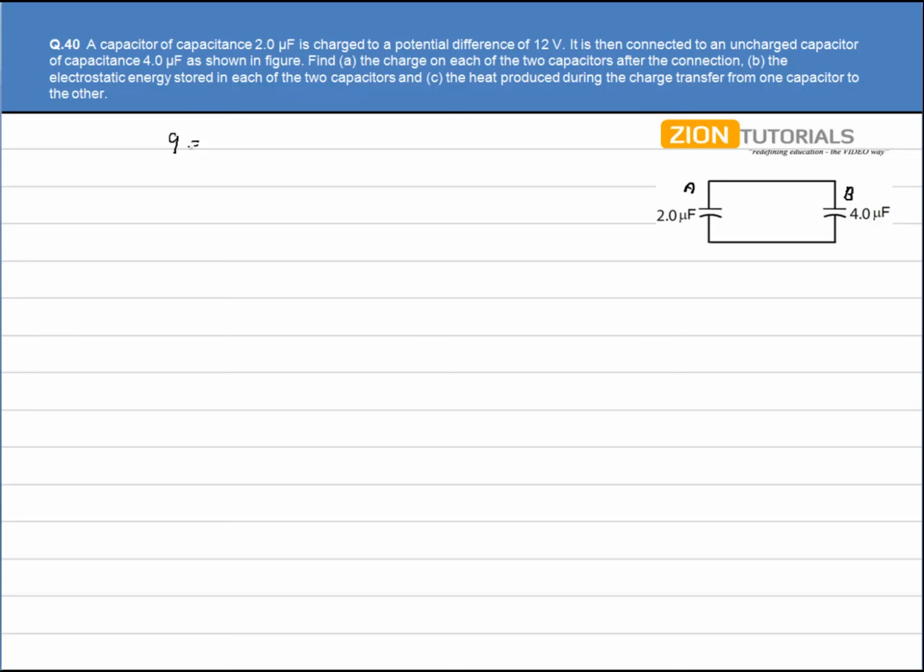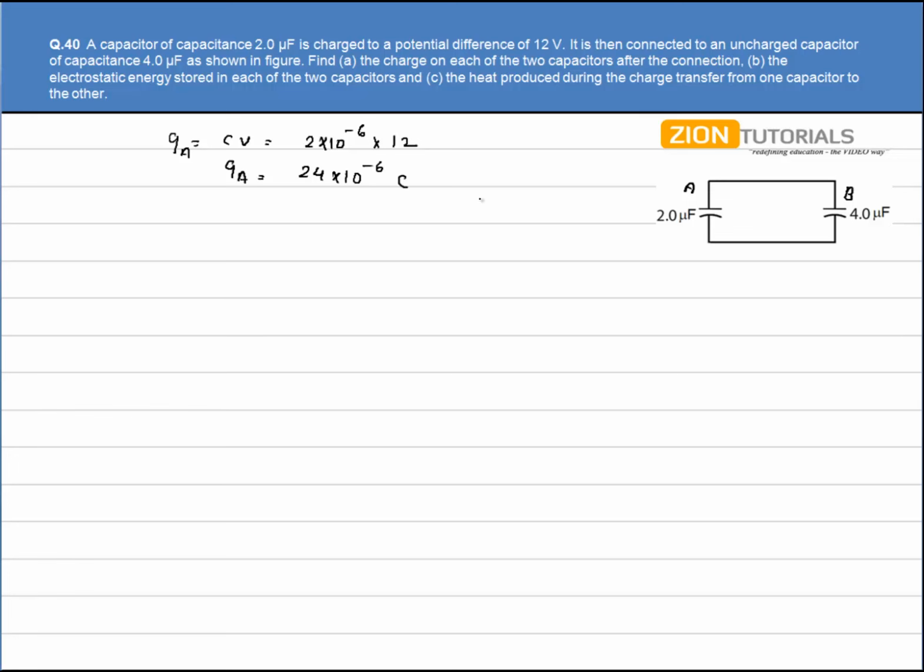So the charge on A initially will be Q is equal to CV, that is 2 into 10 to the power minus 6 into 12 volt. So the initial charge on capacitor A, QA, is 24 into 10 to the power minus 6 coulombs.